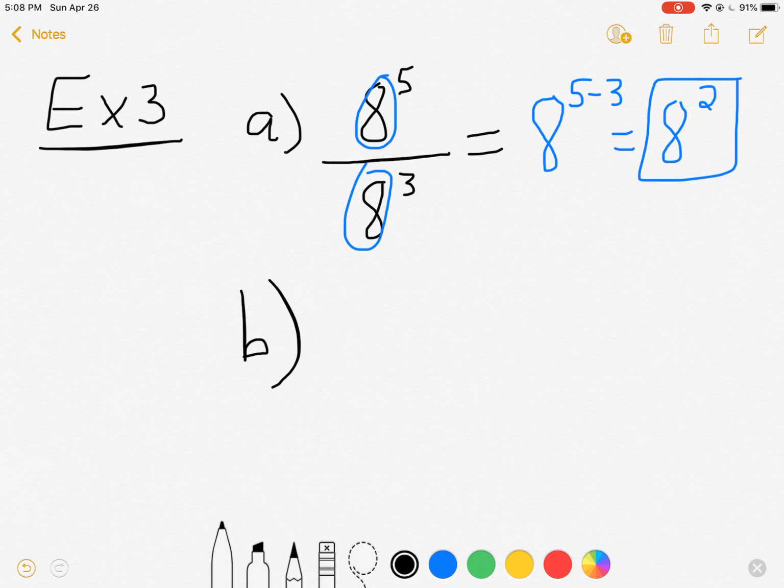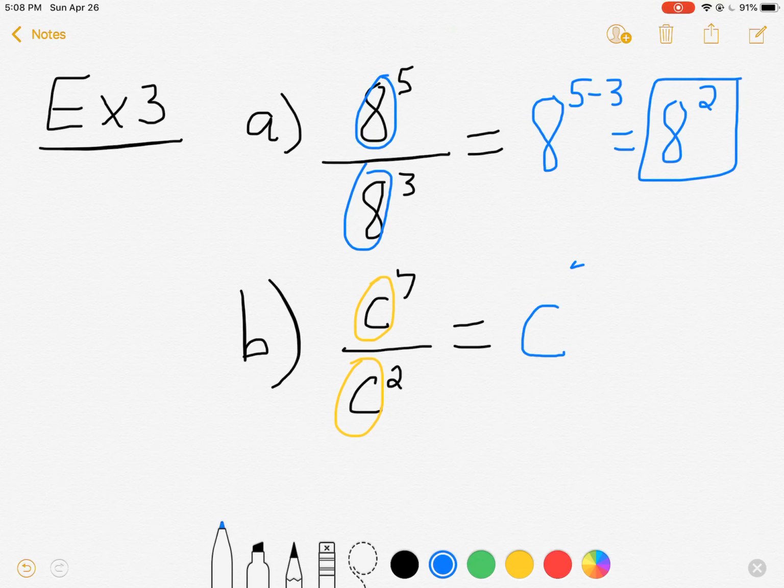On B part, using variables, but same rule, we got c to the 7th over c to the second. Both of these are c's. So since the bases are the same, I keep the base and I subtract the exponents. So 7 minus 2 would make that c to the 5th power. And that's my final answer.